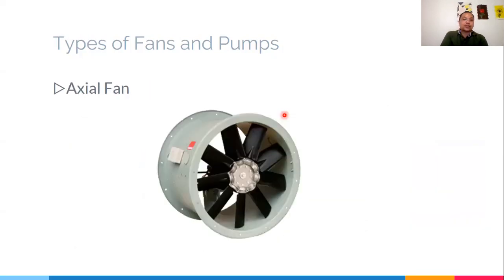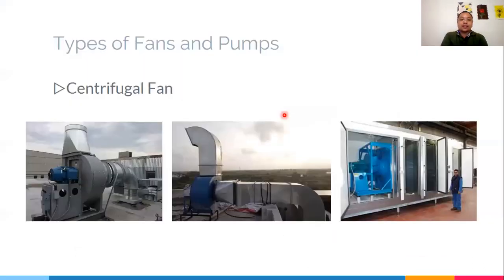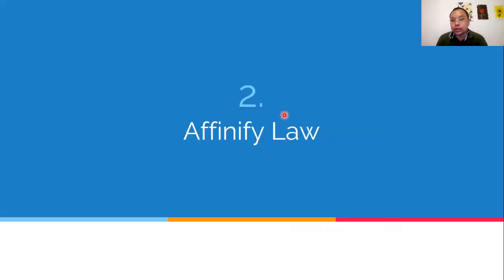All right. So these are the types of pumps and fans that we'll be talking about: cross flow fans, axial fans, centrifugal fans, and centrifugal pumps. Okay. So on the principles of operation for pumps and fans, whether it be axial, whether it be Sirocco or cross flow, whether it be centrifugal, it will all be limited to the affinity law. Okay. So this is the first principle that we're going to talk about, the affinity law.